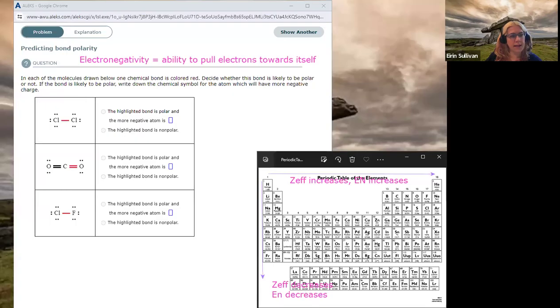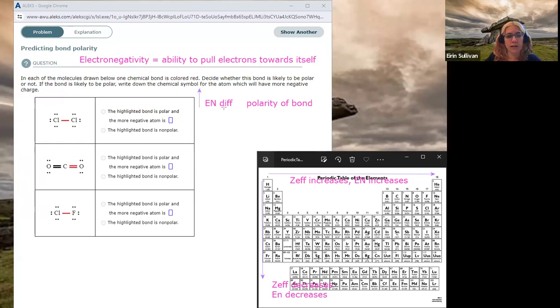Okay, so when we say that a bond is polar, what we mean is there's not an even charge distribution within the bond. So the greater the electronegativity difference there is between the two elements forming a bond, the more polar the bond will be. So the greater the electronegativity difference, the greater the polarity or charge differential of the bond.